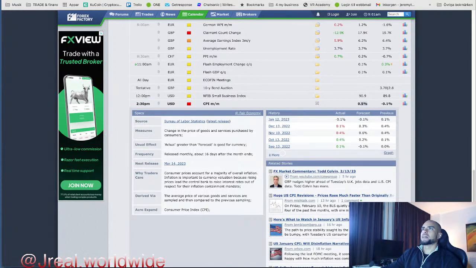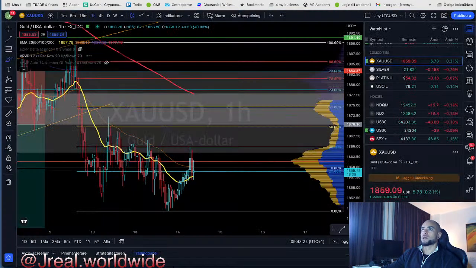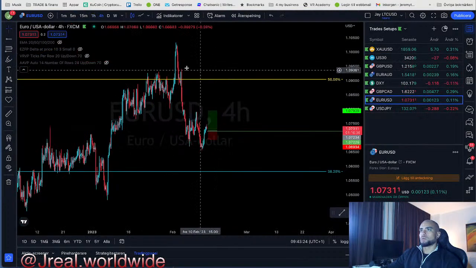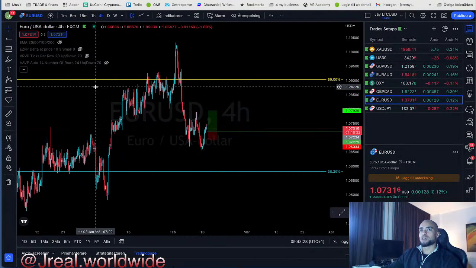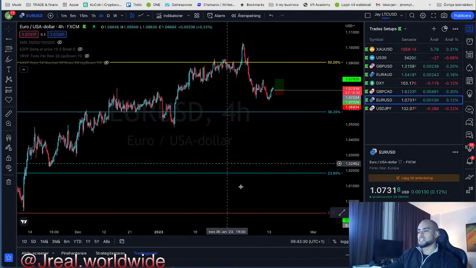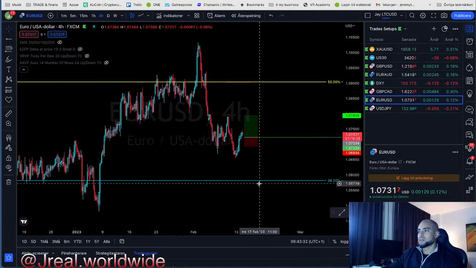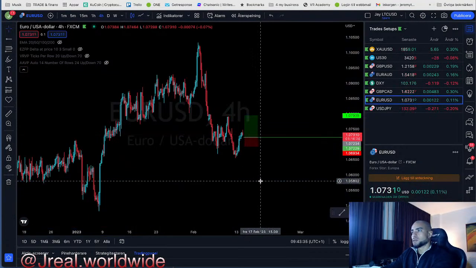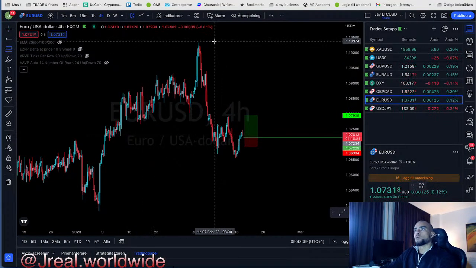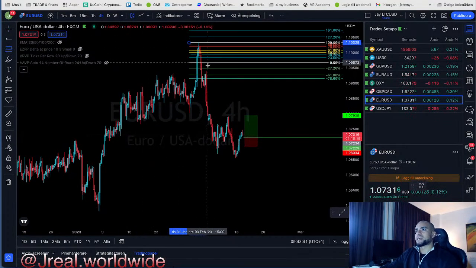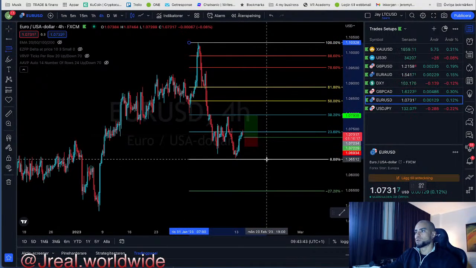Basically everything that is paired against the US dollar will pump. So now when we understand that, let's go on a lower time frame. Let's go on the 4-hourly time frame and see if we can get some levels here to see to what levels we can expect the US dollar to move towards.